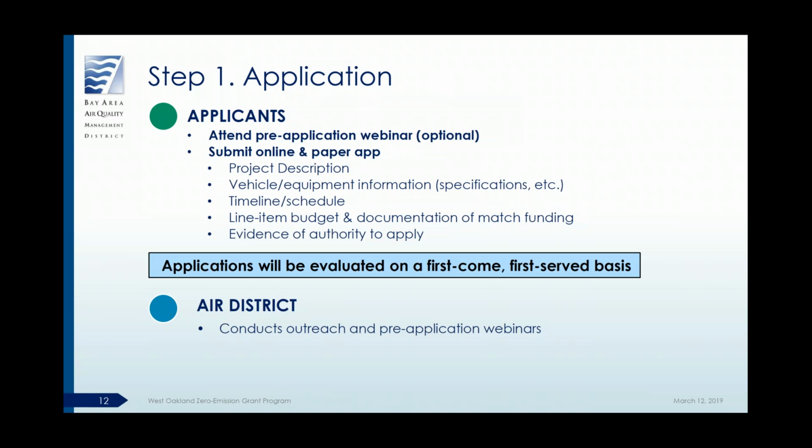The Air District will review applications periodically in the order they are received and issue awards to eligible projects on a first-come, first-served basis. Awarded applicants will be sent funding agreements, which must be signed by both parties before award is finalized and a notice to proceed is sent. Again, applicants that start projects before the notice to proceed will be disqualified.